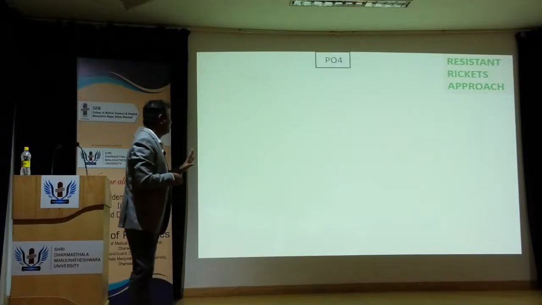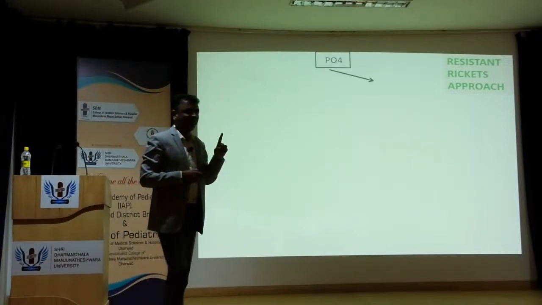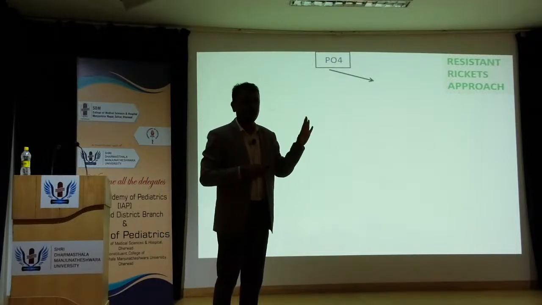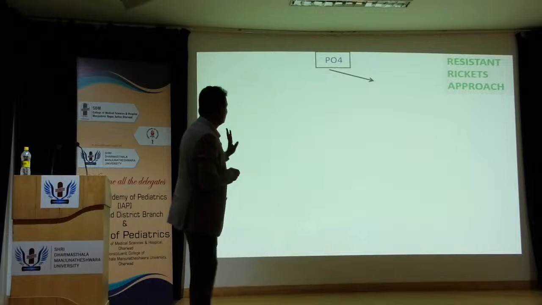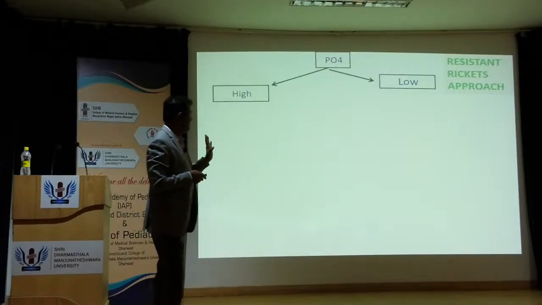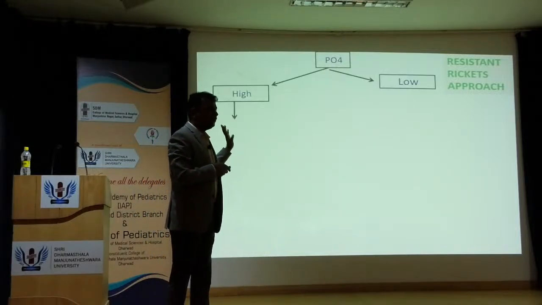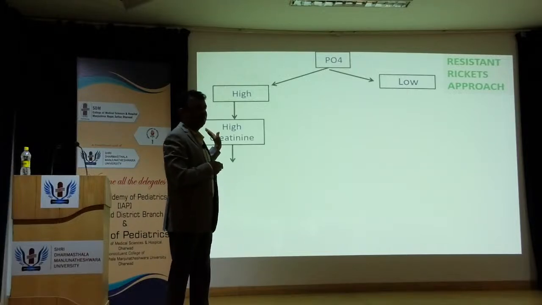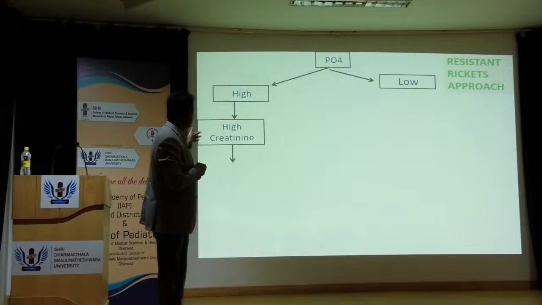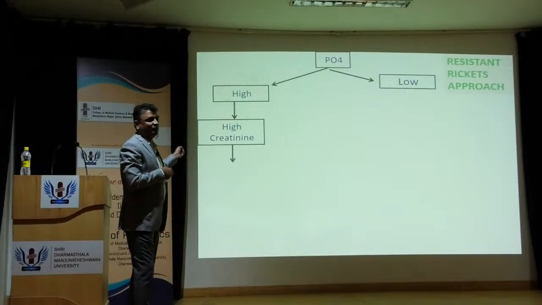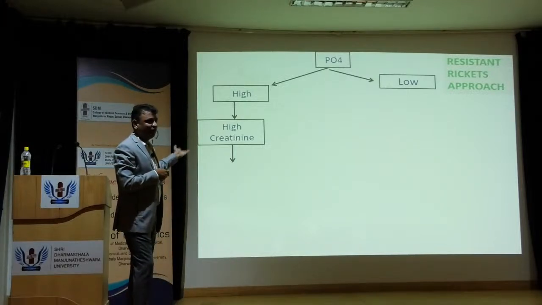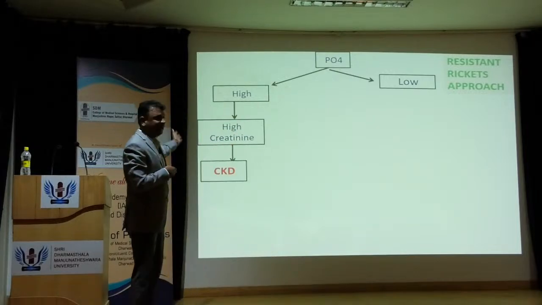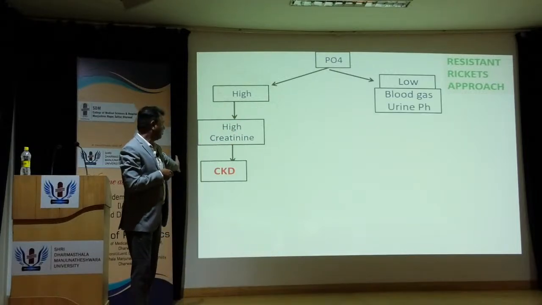Okay. So how do we approach? Which is the most important investigation in resistant rickets? Phosphate, not calcium. That's why don't send calcium alone without phosphorus. So phosphate could be low or high. Where is phosphate high? Only in CRF, right? Okay. So if phosphate is high, what will be the next step? Creatinine, because phosphate is high with rickets only in chronic renal failure. So if creatinine is high, we directly label them as chronic renal failure.